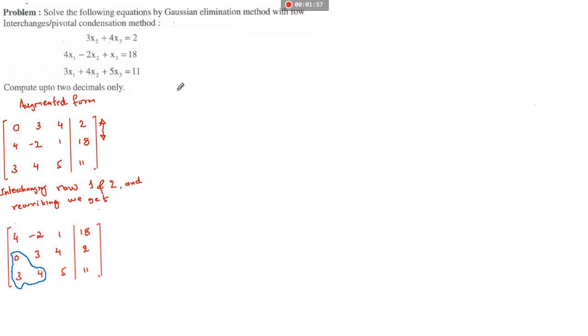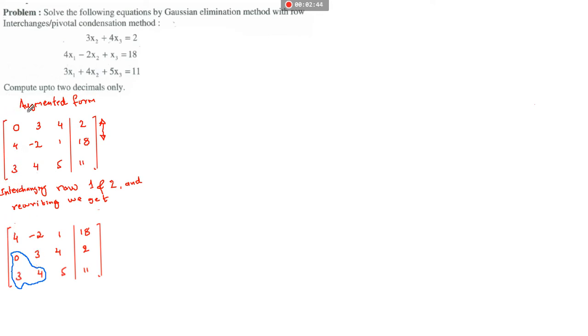Numerically largest means basically you need to ignore the minus symbol. If this is minus 4, 3 and 0, then 4 is, this row is numerically largest. If this is minus 5, for example, then the 5, that's all. Minus you just ignore. Minus 5 means just ignore the minus. 5 is the numerically largest value. Okay, I hope you got it.